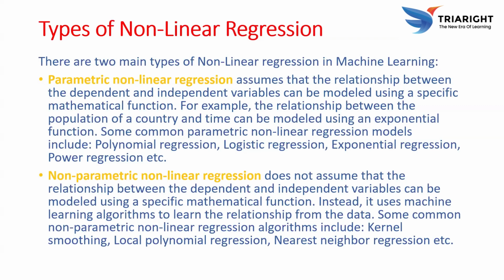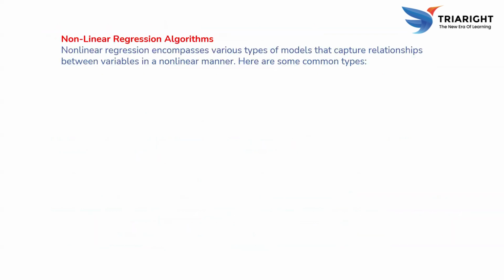The other type is non-parametric non-linear regression. It does not assume that the relationship between the dependent and independent variables can be modeled using a specific mathematical function. Instead, a machine learning algorithm learns the relationship from the data. Common non-parametric non-linear regression algorithms include kernel smoothing, local polynomial regression, and k-nearest neighbors regression. So non-linear regression encompasses various types of models that capture the relationship between variables in a non-linear manner. Here are some of the types.